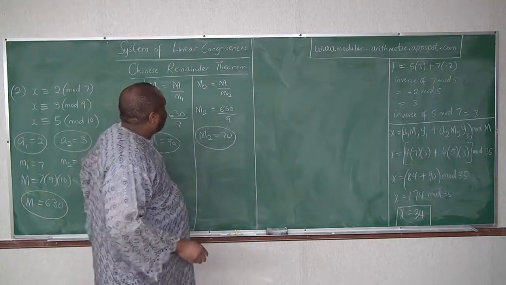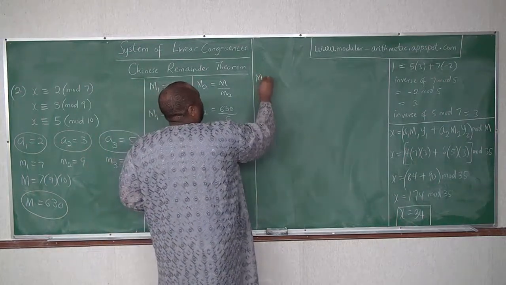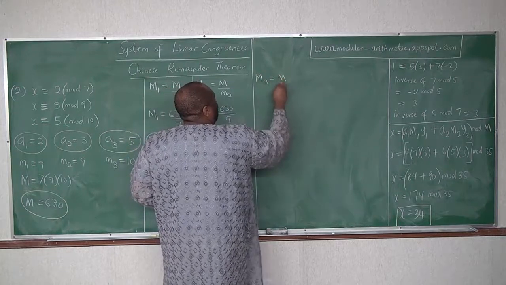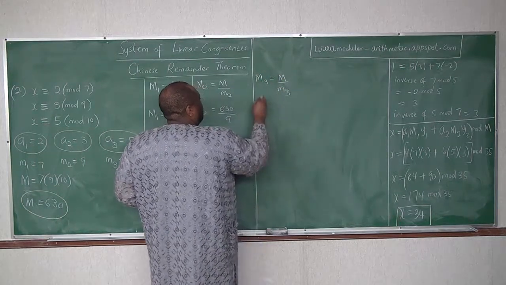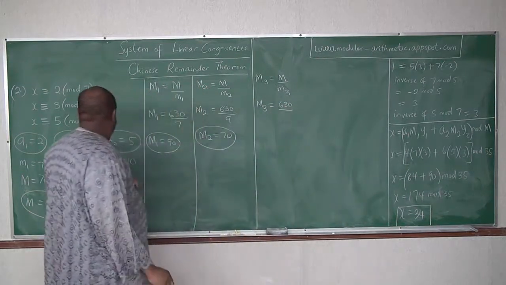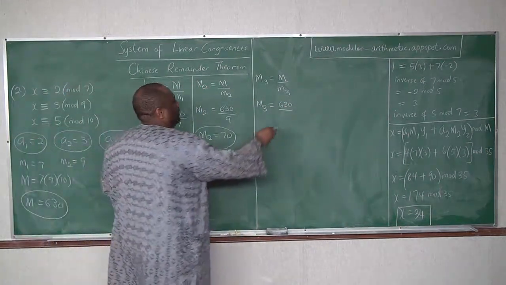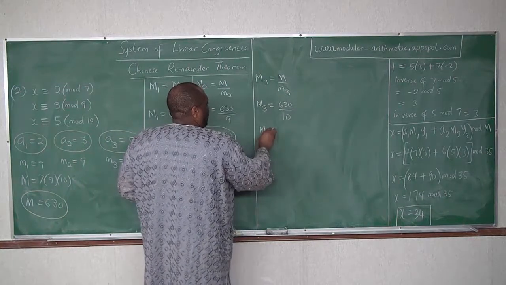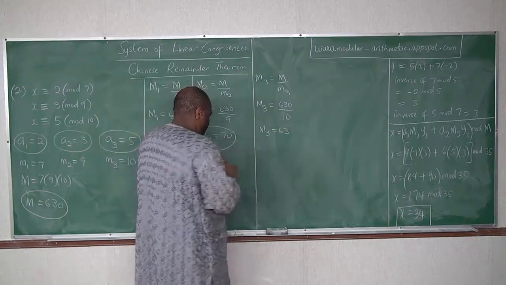Okay, m3 is M over m3. So m3 is 630 over 10, and our M3 is 63. We circle it.